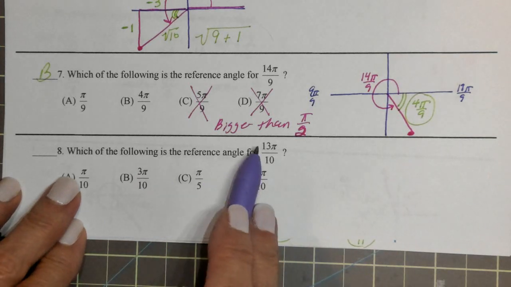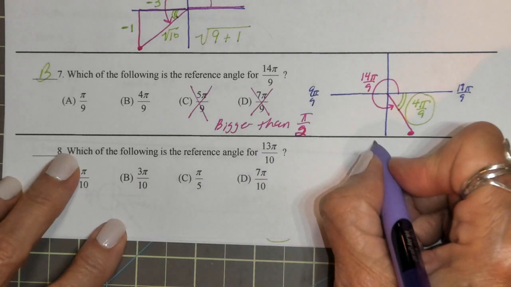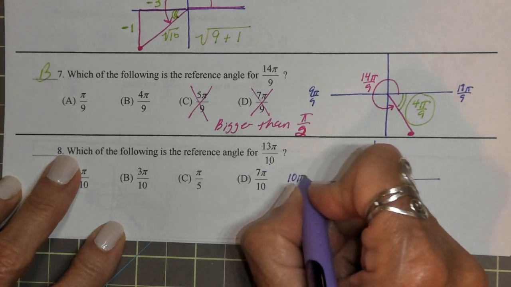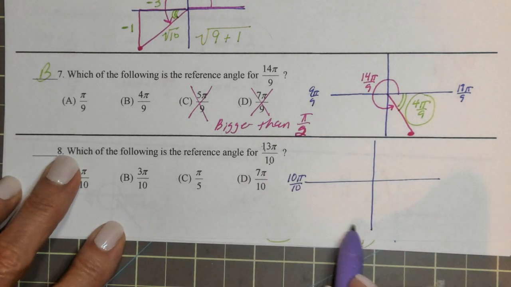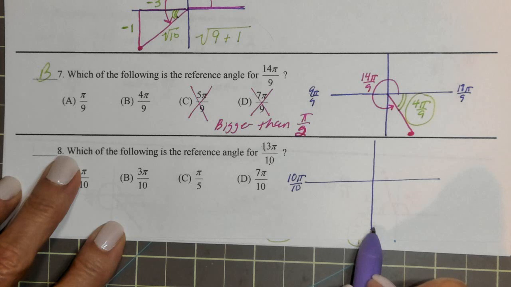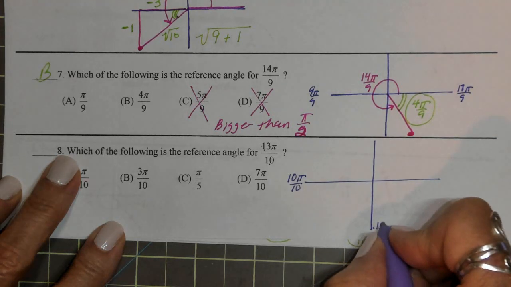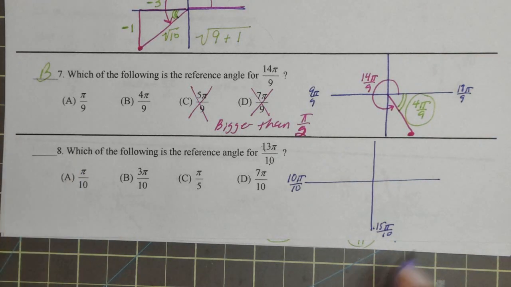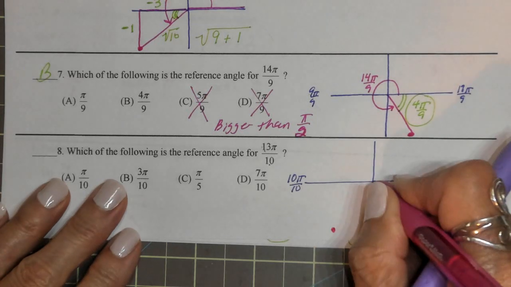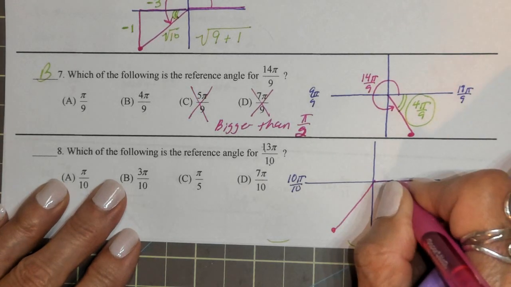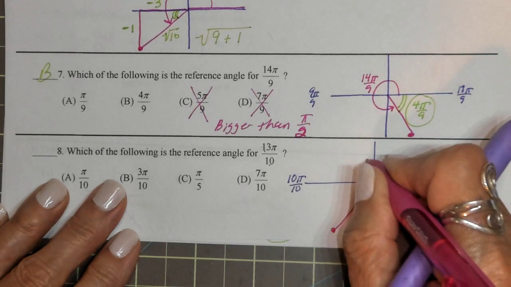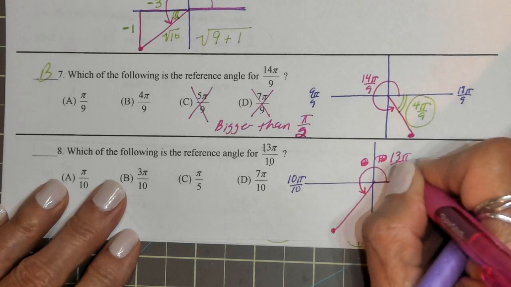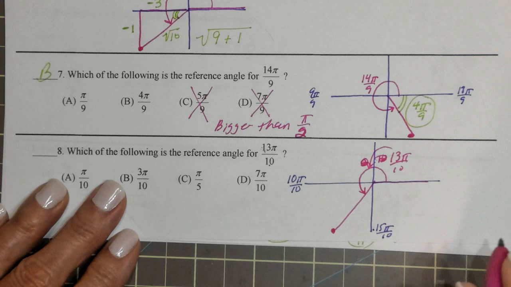Which of the following is the reference angle for 13 pi over 10? 13 pi over 10. Well, 13 is bigger than 10. This would be 10 pi over 10. 13 is bigger than that. Is it past 3 pi over 2? No, because this would be 15 pi over 10. 3 pi over 2 would be 15 over 10, yeah? So 13 is between there. So here is theta. That angle is 13 pi over 10.